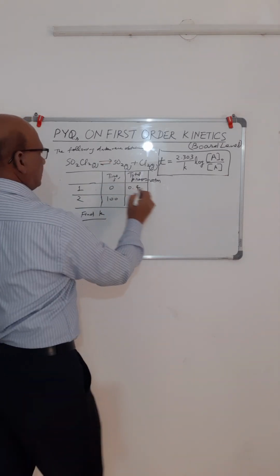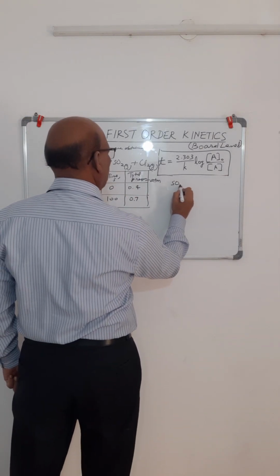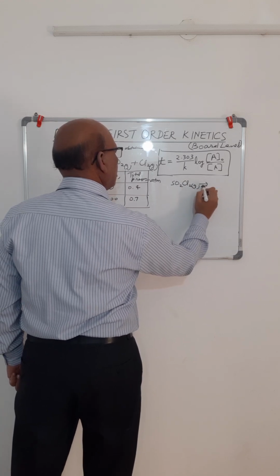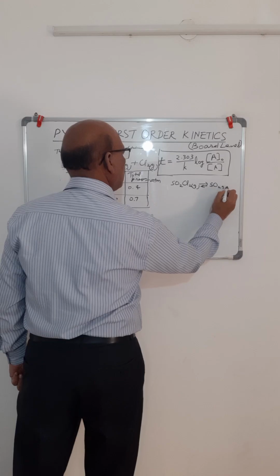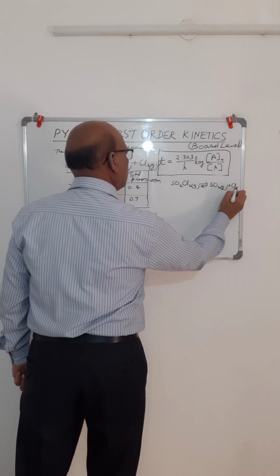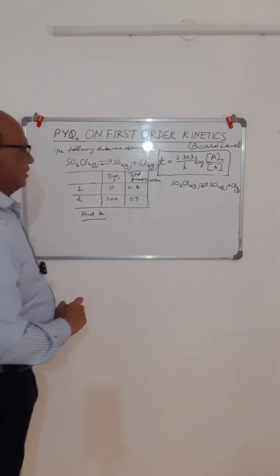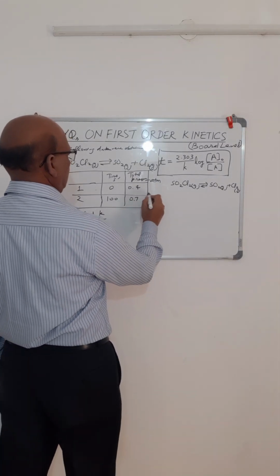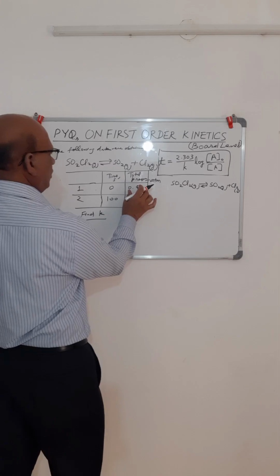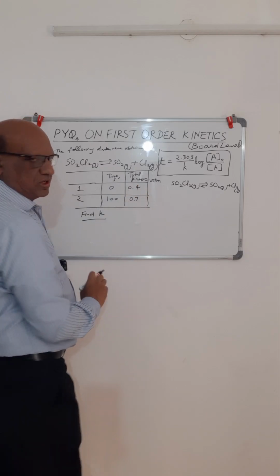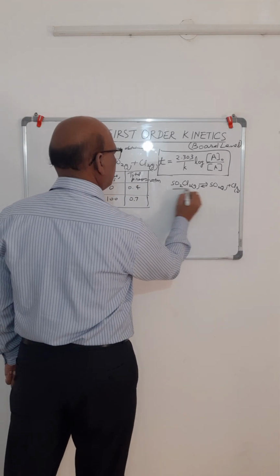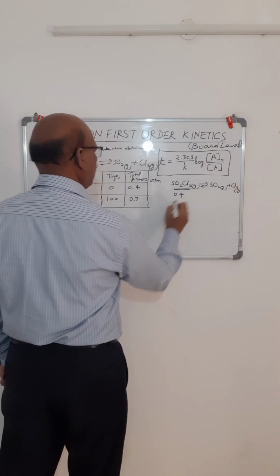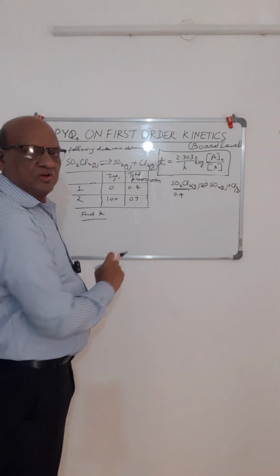Because this is a gaseous reaction, I will write here SO2Cl2 gas gives SO2 gas plus Cl2 gas. Okay, now let us assume the initial total pressure was 0.4, and initially only reactant was present, there were no products, so we can say that the initial total pressure is the same as the pressure of reactant.